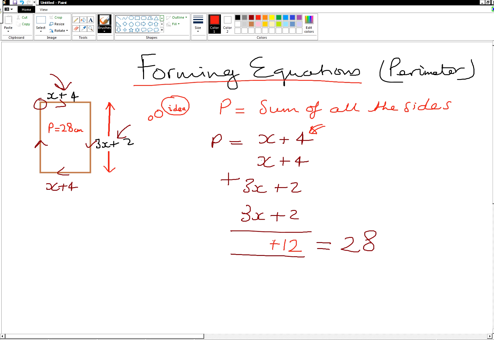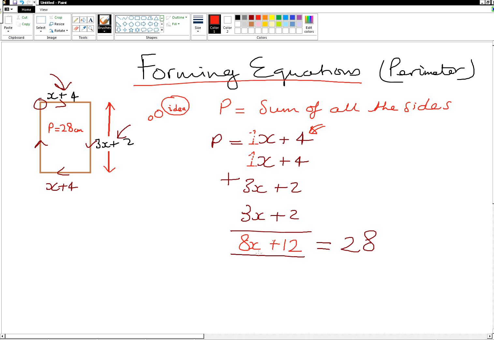So x add x will give us? 2x. And 2x add another 3x is? And add another 3x is? 8x. So remember, this length here, even though x is actually really 1x. Okay, that's lovely. So we formed the equation.